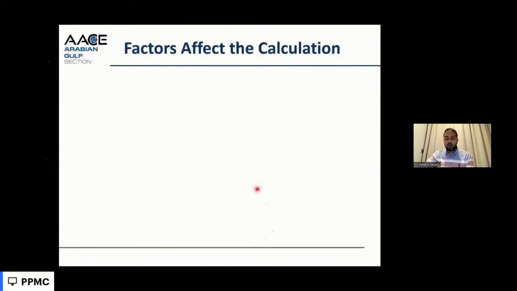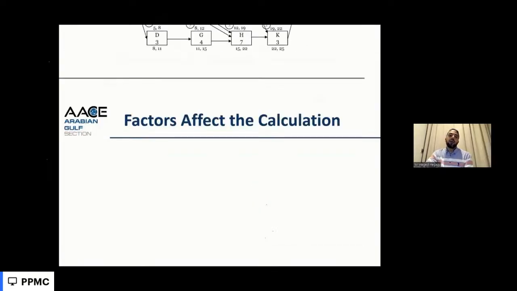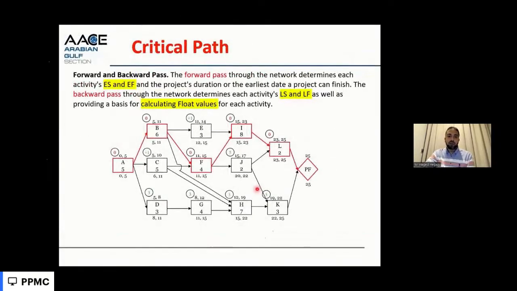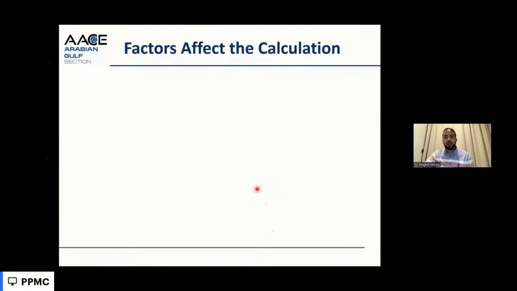And we'll have a real example after that. Here, this is only to know how the calculation goes, but for the real project we have more activities, and we need software to calculate it, using Primavera, for example. What are other factors affecting these calculations?